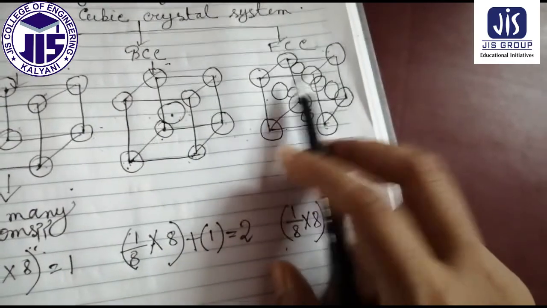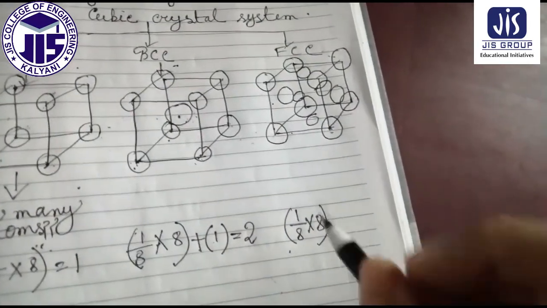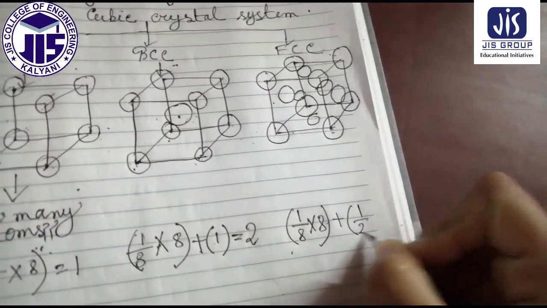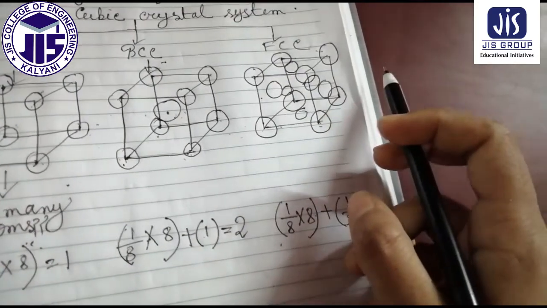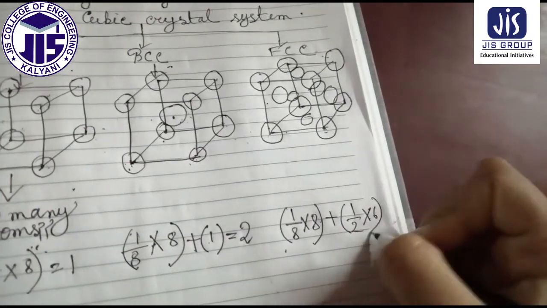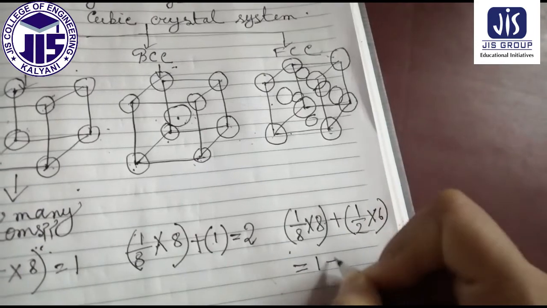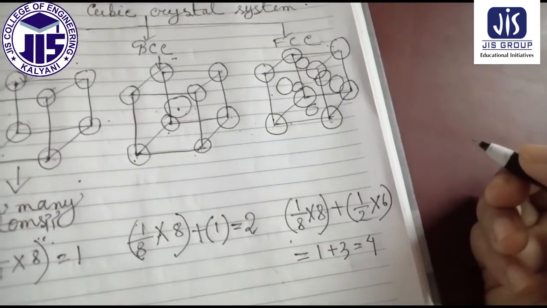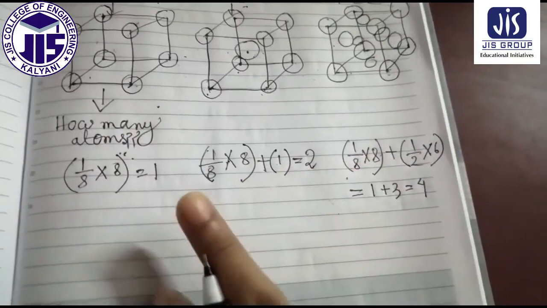Now how many atoms are there? 6 atoms, right? Therefore can we write half? That means half from each face. Now how many faces are there? Total 6 faces. That means half into 6 gives us 3. So therefore it will be equal to 1 plus 3, which gives us 4. So it's not like others.